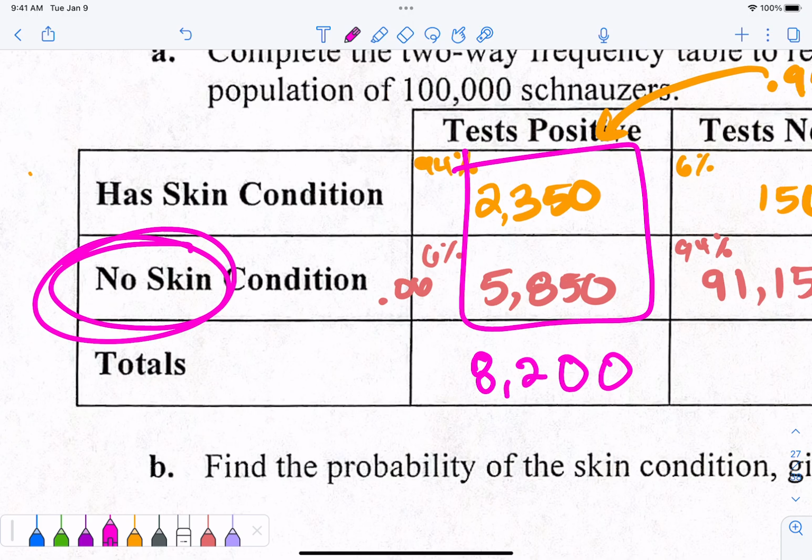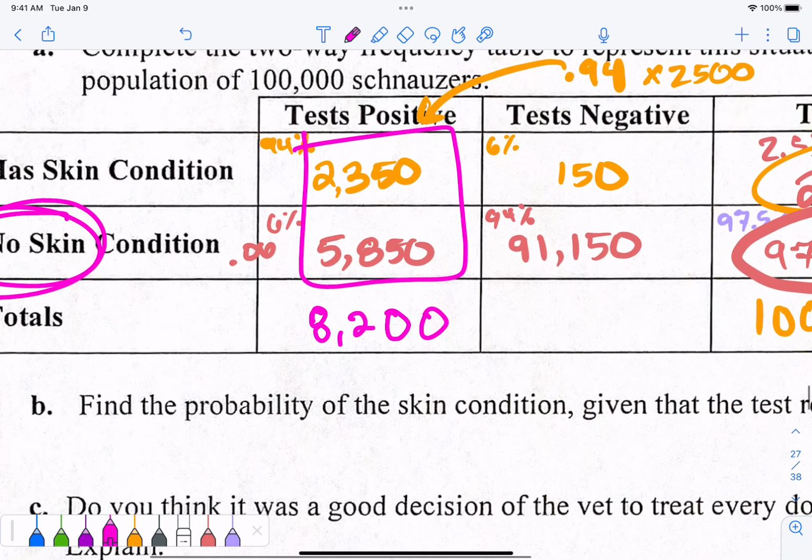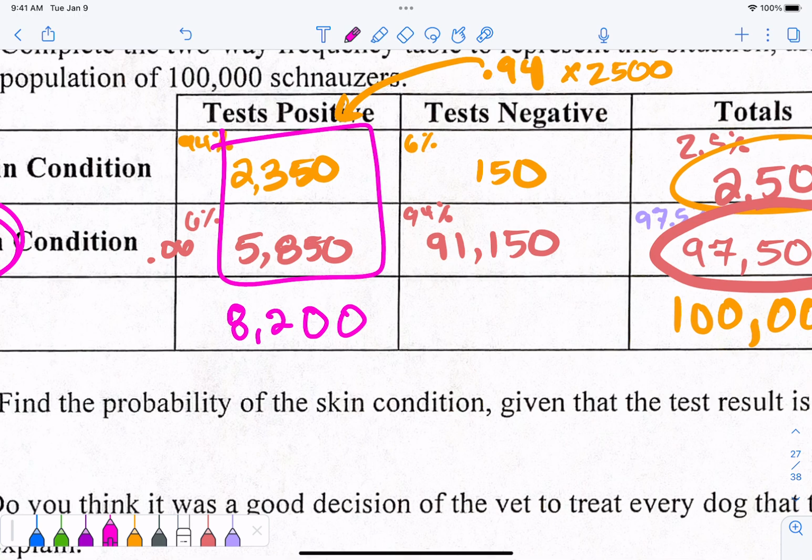8,200. Okay. That means testing negative is 91,300. That does not add up to 100,000. We didn't do something right.